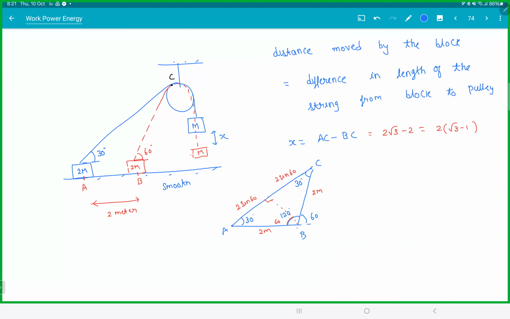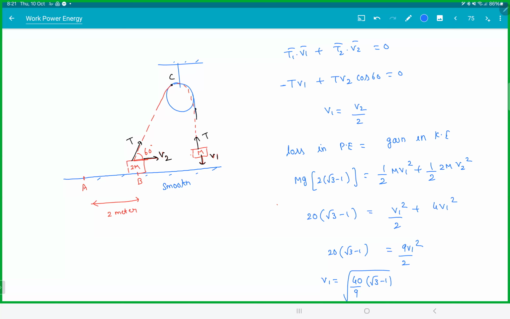So the first thing is figuring out that the length of the string is constant. From there you have to find how much it comes down. This comes from trigonometry and the idea that the length of the string is constant. Then loss in potential energy is gain in kinetic energy, but the velocities are not the same. That comes from constraints. Have a look at the steps. This would be an advanced question.